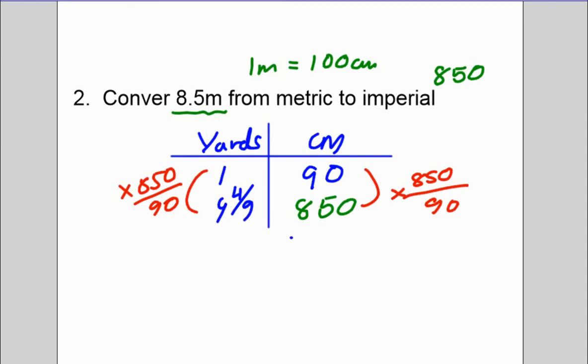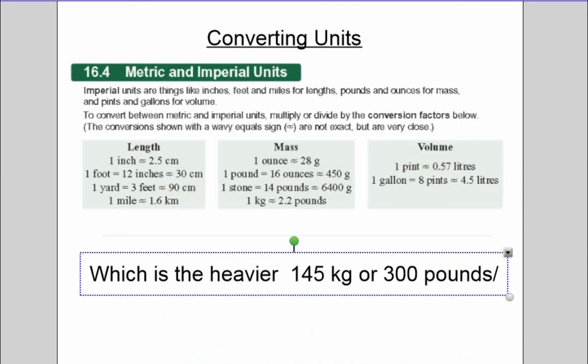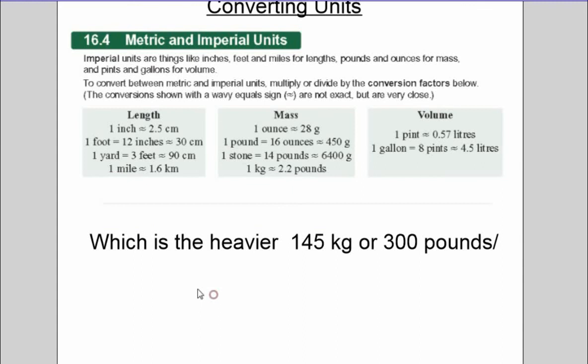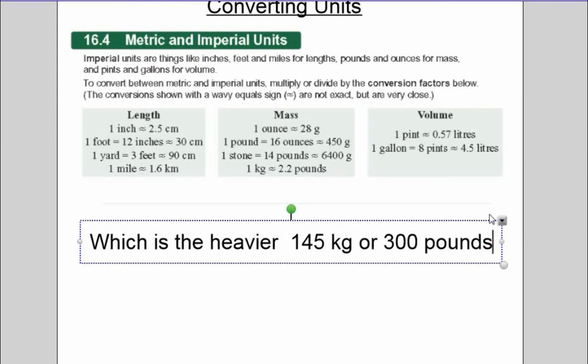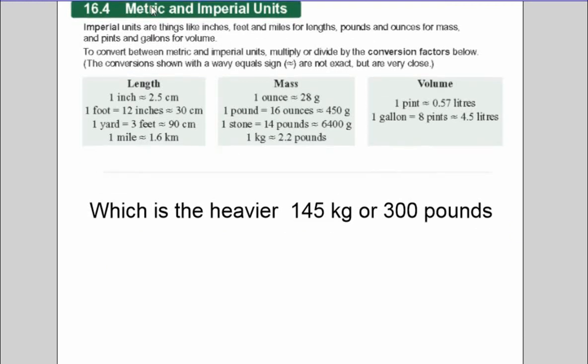So that was quite a hard one. What made that harder? Because it didn't actually have meters there, it had centimeters. So we had to convert the meters into centimeters and then find the right one. Right, let's look at one more example. This is if you manage to get to this stage. Which is heavier, 145 kilograms or 300 pounds? Now, the way to do that is convert them, one to the other. So it's a conversion question hidden in this.